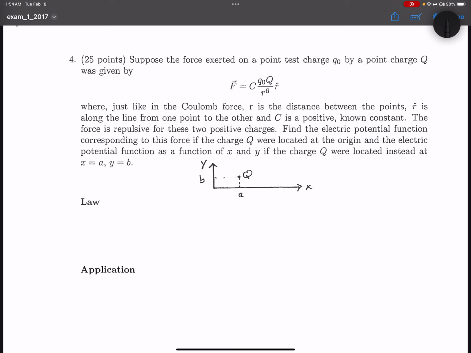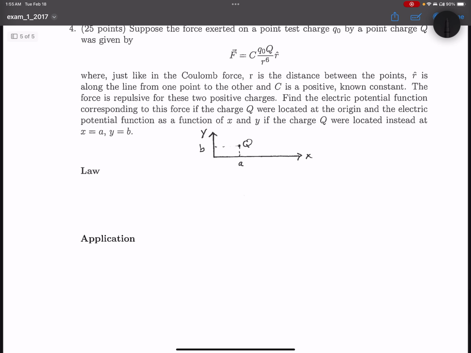So what we're going to do here is we've got a force exerted on a test charge Q naught by charge Q, given by this formula. We want to find the electric potential function corresponding to this force if the charge Q were located at the origin, and then also if it was located at some arbitrary point (a, b).